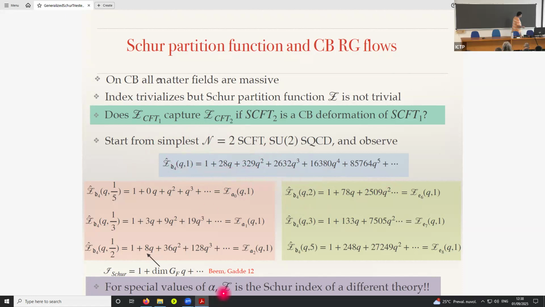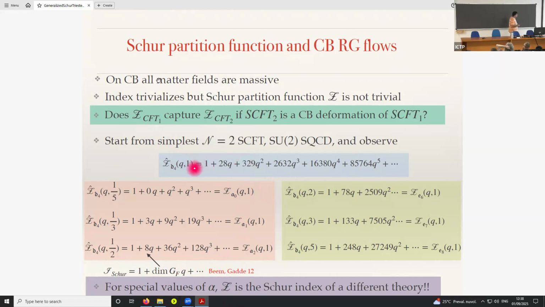I want to stress one thing about this result. If you look at the coefficient of Q in this expansion of the index, it gives you the dimension of the global symmetry group of the theory. This is something that you can rigorously prove, modulo some assumptions, just from superconformal representation theory. The number here comes from the moment map operators of the N=2 theories, and the number of these operators is given by the dimension of the global symmetry group.